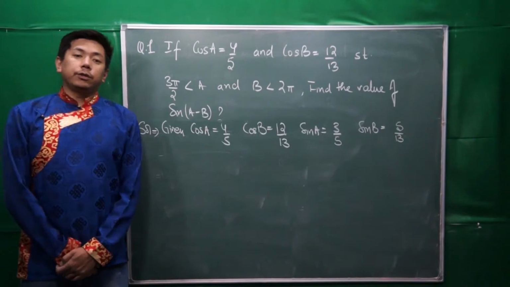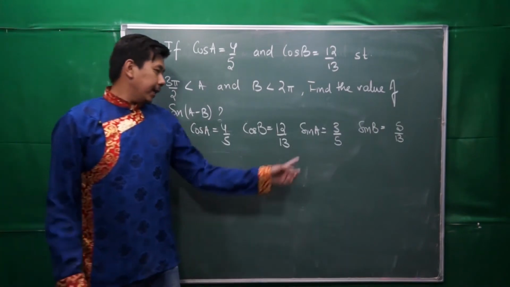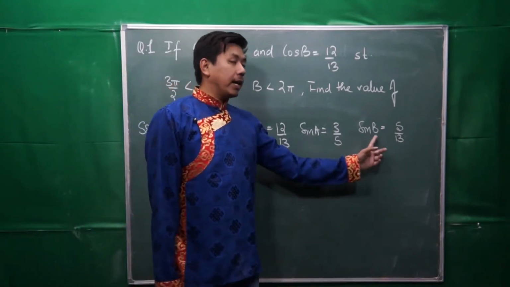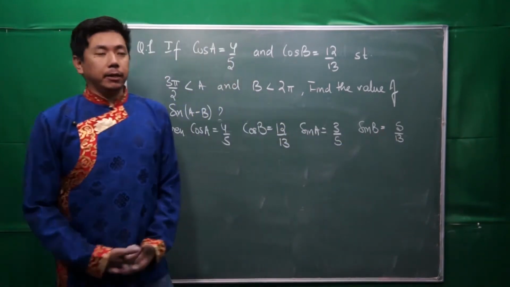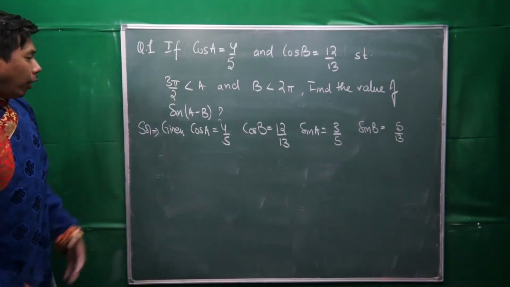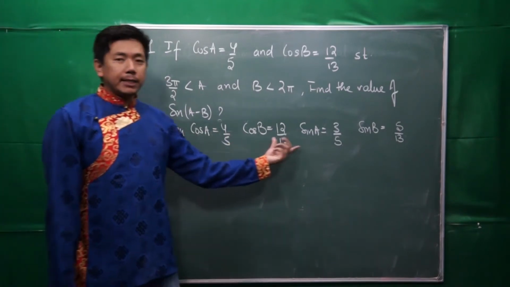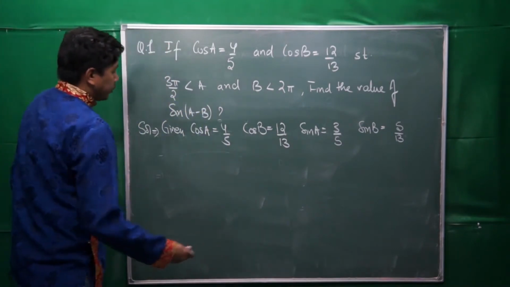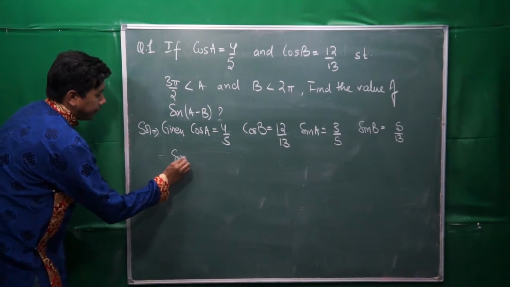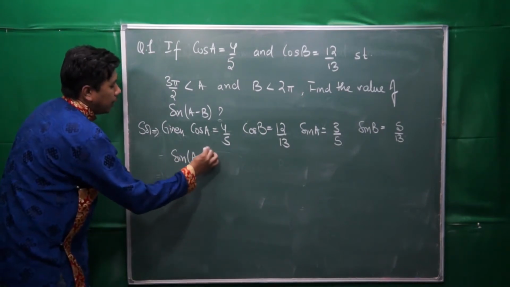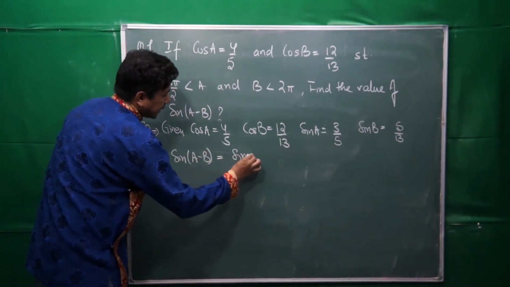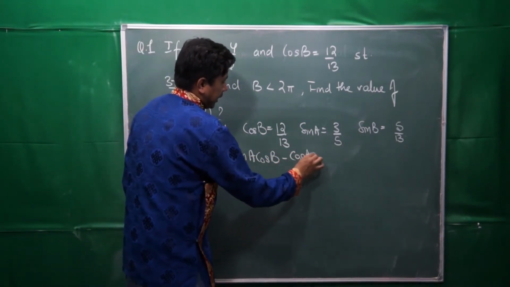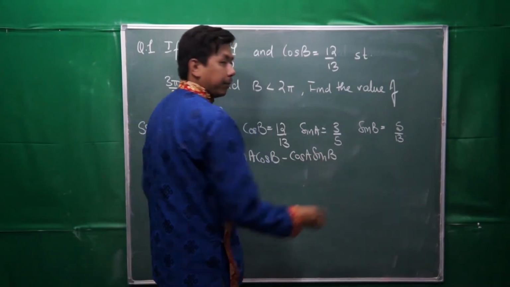Okay. Using Pythagoras theorem, we find the value of sine A to be 3 by 5, and in a similar fashion, we are also going to find the value of sine B, which is equal to 5 by 13. Alright. Now, we have all the values of cos A, cos B, sine A and sine B. Now, using these 4 values, we can easily find the value of sine A minus B, which equals sine A cos B minus cos A sine B.